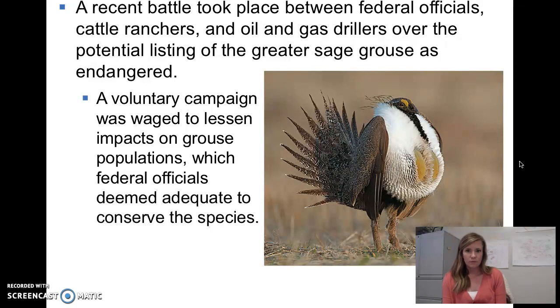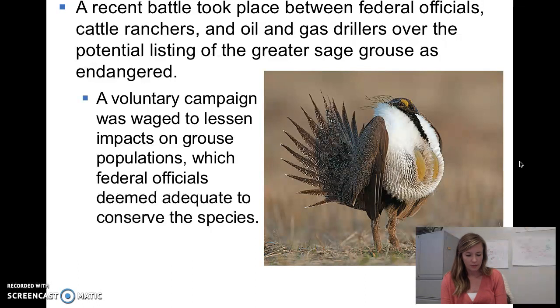So they waged a campaign to lessen impacts on the grouse populations, which federal officials deemed adequate to conserve the species. So basically they didn't put him on the list because then these industries would not be able to continue, but they came up with an agreement which would lessen the impacts on the birds. So they're still protecting them, even though there are some problems with working with the industries around.